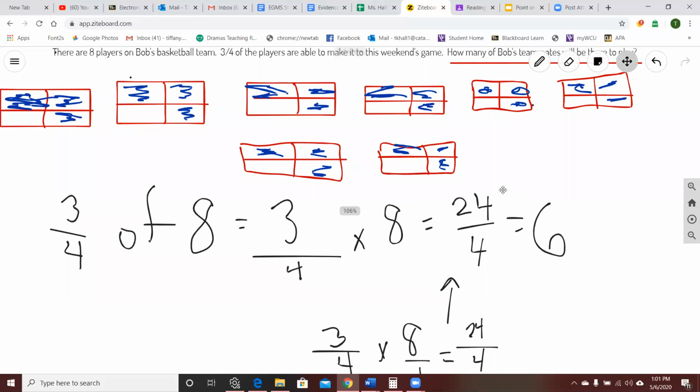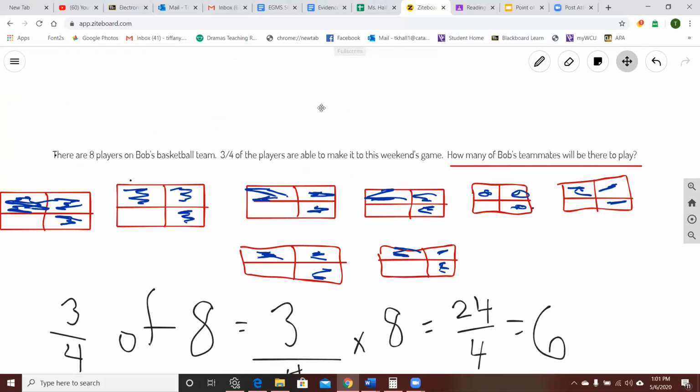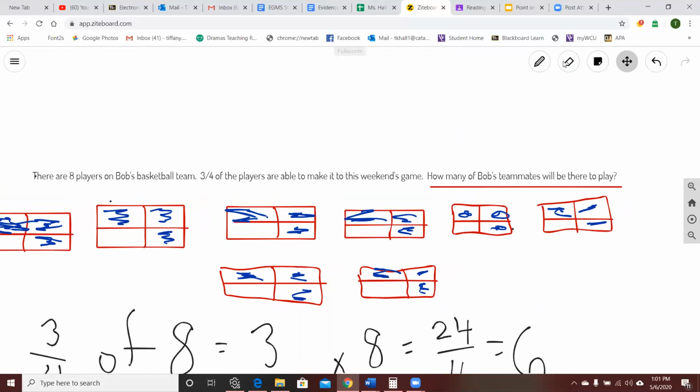So when you go back up to the word problem, how many of Bob's teammates will there be to play? There will be 6 teammates that are there for the basketball game.